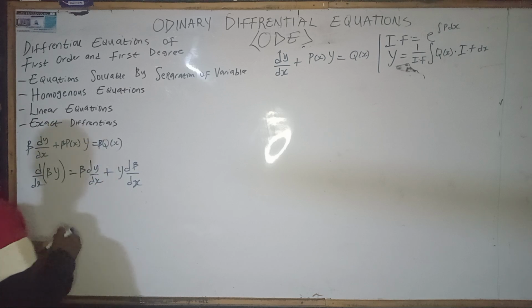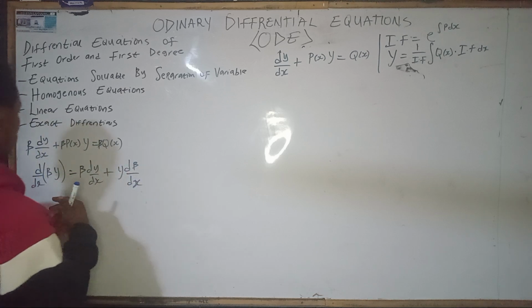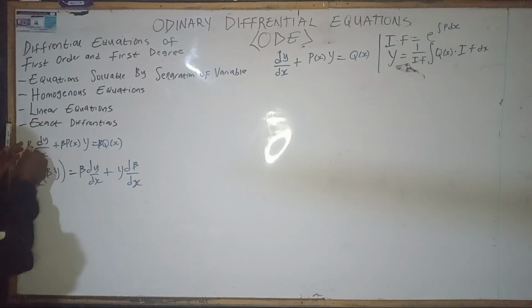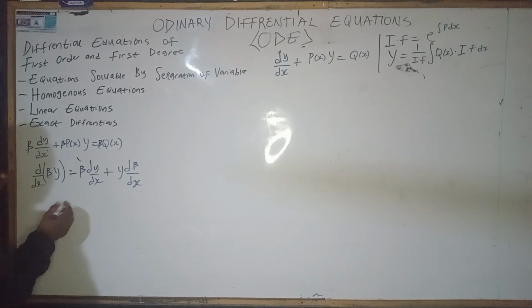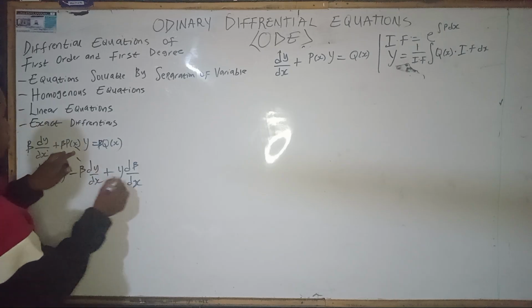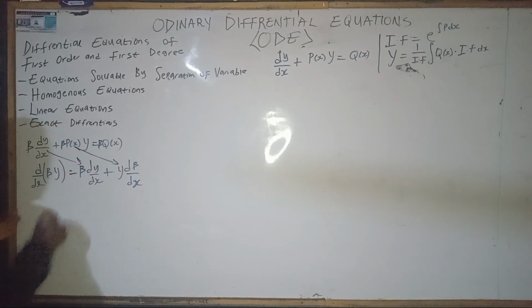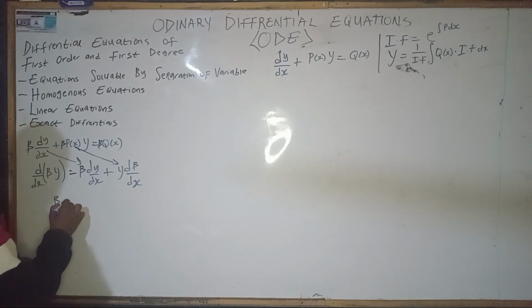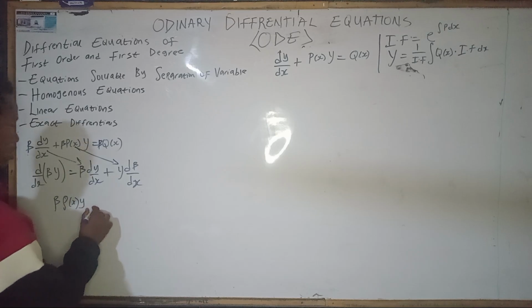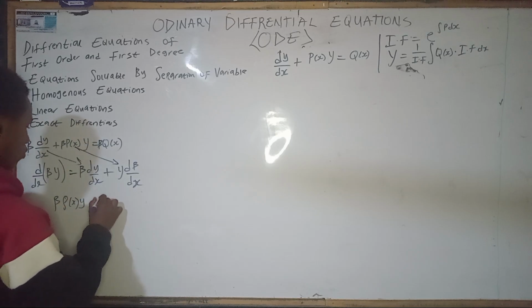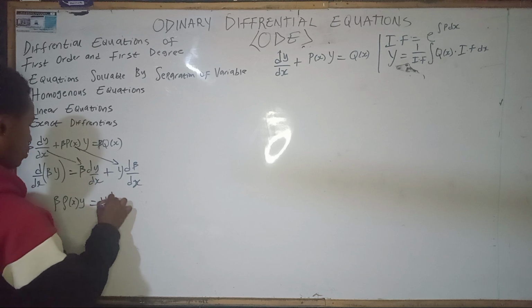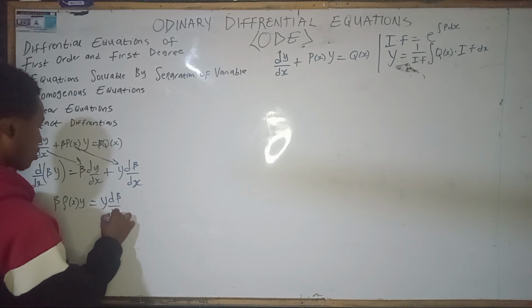So now we want everything here to be of this particular form, and we have seen that beta dy/dx is already here. So this is equal to this right here. Therefore we must have this equal to this, and so we focus on both of them here. We have beta p of x y equal to y times the differentiation of beta with respect to x.